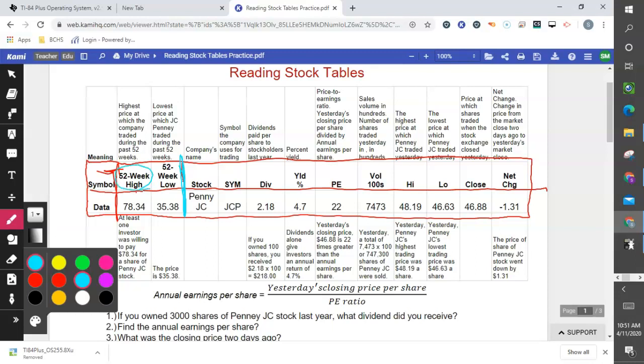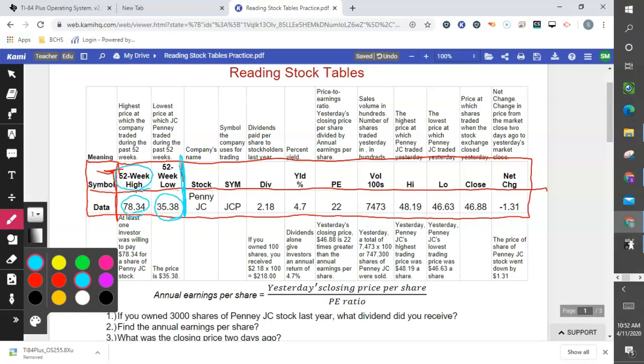So that is the highest amount the stock has sold for within 52 weeks, and that amount is $78.34. And then the 52 week low is the lowest amount they have sold the stock for in the past 52 weeks, $35.38. All the numbers in the data have no symbol in them, so you need to know which one is money, which one is percent, which one is a regular number, and so on, with what they represent.